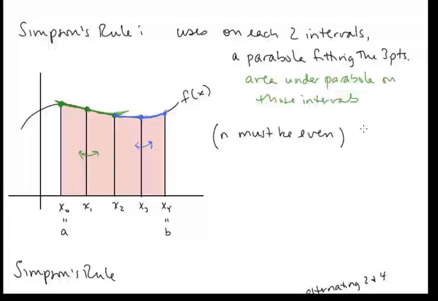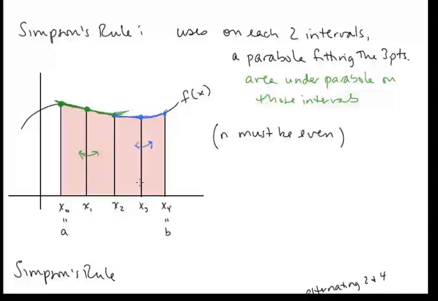Now let's take a look at Simpson's rule. This is the third approximate integration method that we have. Now Simpson's rule is a little bit different. On each 2 subintervals, Simpson's rule fits a parabola through the 3 points and finds the area under the parabola. So for these first 2 subintervals in this picture, Simpson's rule takes these 3 green points and fits the parabola through it and finds the area beneath it. And then it goes over to the next 2 subintervals and takes those 3 points and finds a parabola through those 3 points and takes the area underneath it.